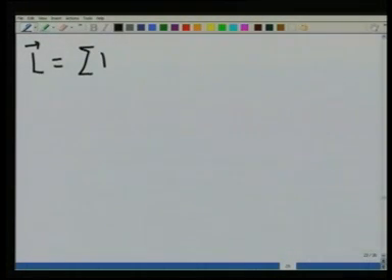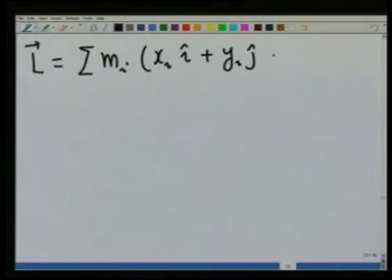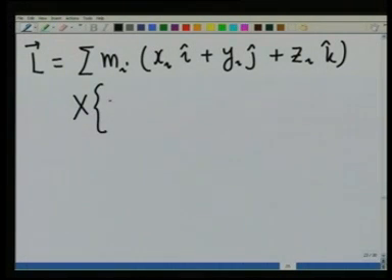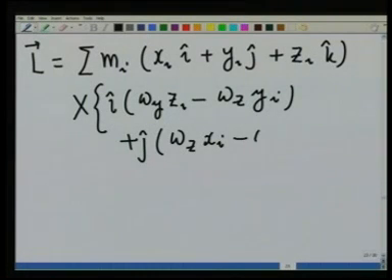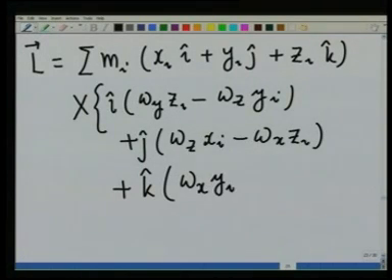the angular momentum L is going to be equal to summation mi (xi i plus yi j plus zi k) cross [i (omega y zi minus omega z yi) plus j (omega z xi minus omega x zi) plus k (omega x yi minus omega y xi)].